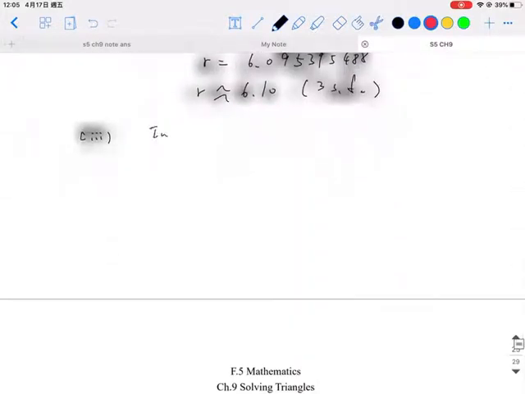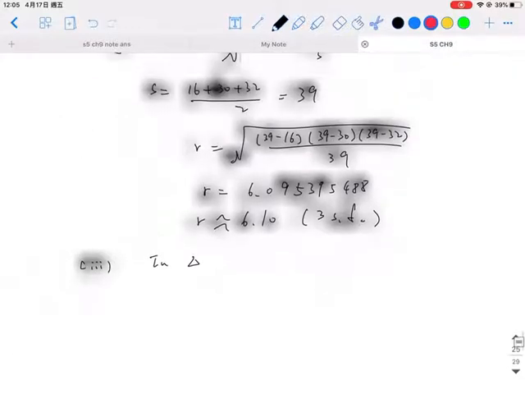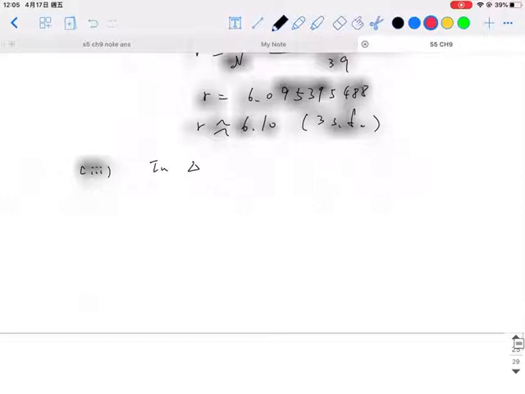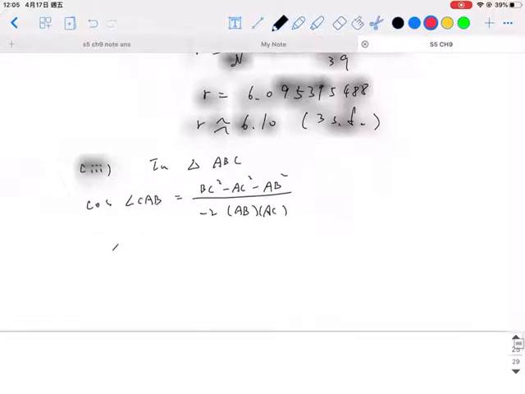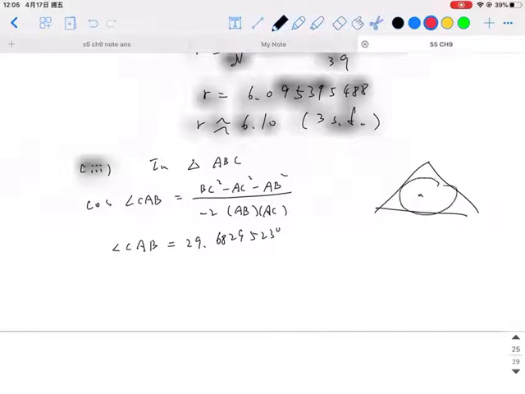So in triangle ABC, I try to copy that triangle first. I can apply the cosine formula, and you will get the angle is 29 degrees. Okay, so you get the triangle with the circle inside it. So this angle is 29 degrees, right?